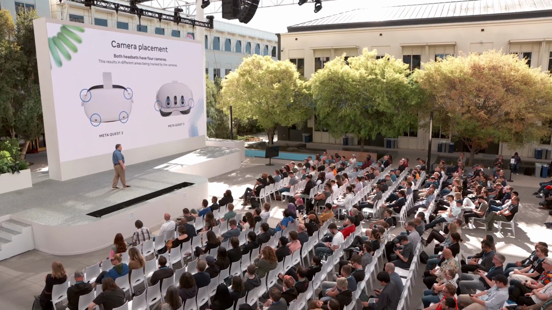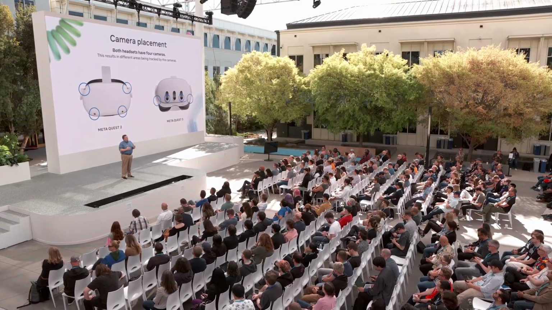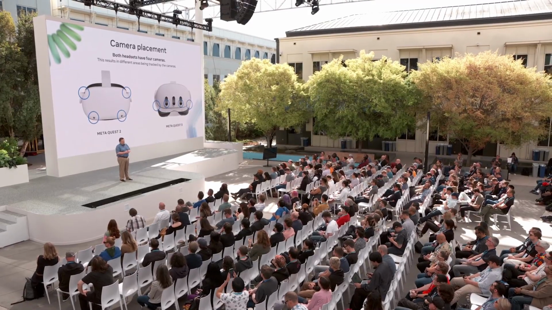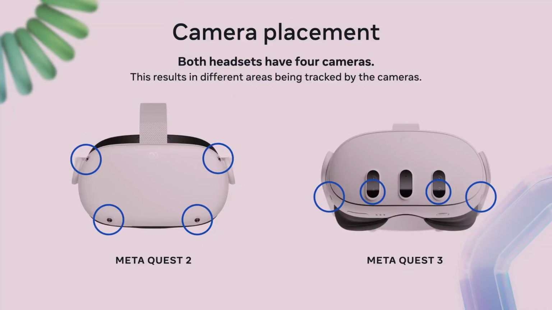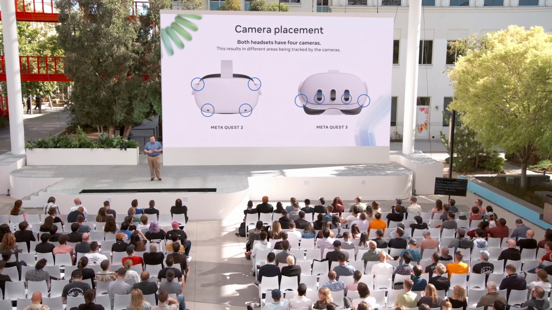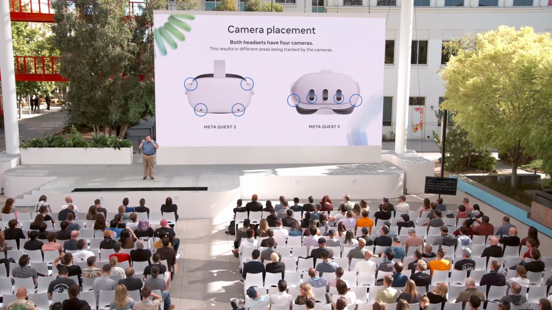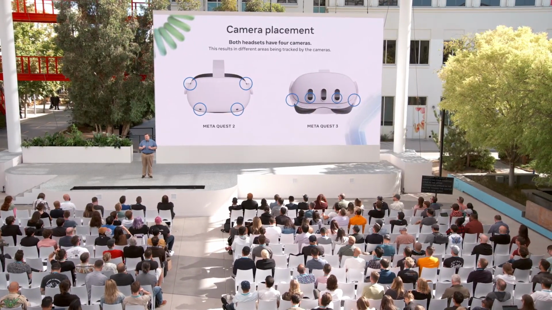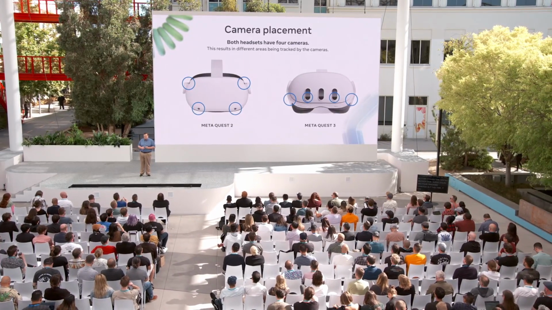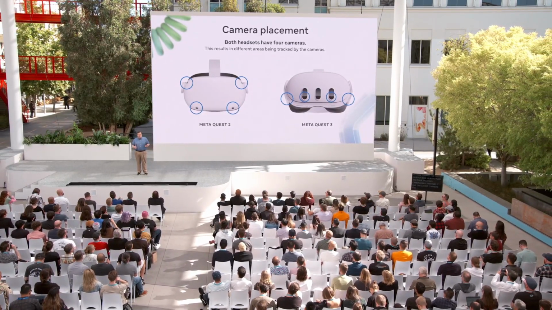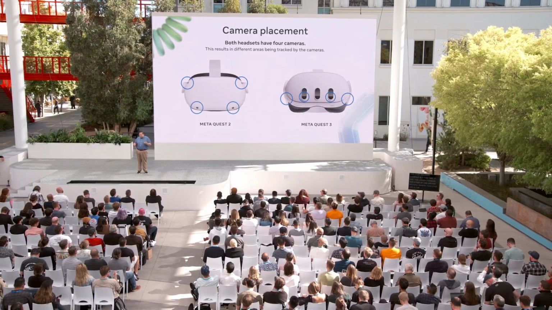One of the big differences you'll notice is the tracking camera placement on Quest 3. Quest 2 had 4 cameras, a pair at the upper corners, and then a pair on the bottom towards the center on each side. Quest 3 also has 4 tracking cameras, but this time it's a pair at the lower corners and a pair in the center, roughly where your eyes are in a front view. This means the tracking volume between the two headsets is different.